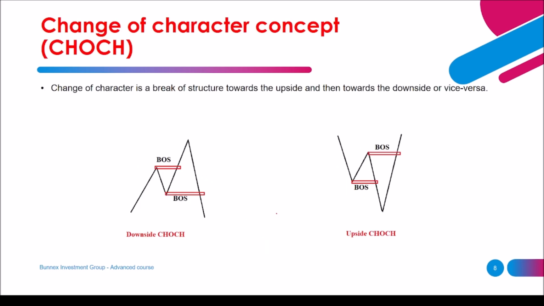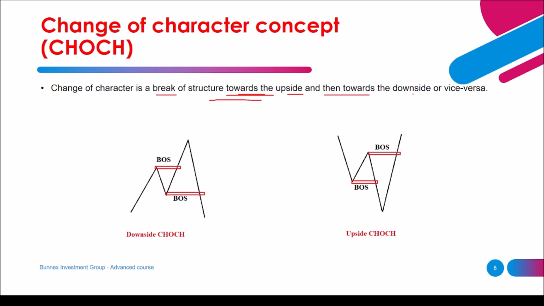So let's now talk about change of character or CHOCH, which is an application of liquidity grab, right? So CHOCH is a break of structure towards the upside and then towards the downside, or vice versa. Let's repeat that definition so that you get it. Change of character is a break of structure towards the upside and then towards the downside or vice versa. We may say it's a break of structure towards the downside, then towards the upside, right?